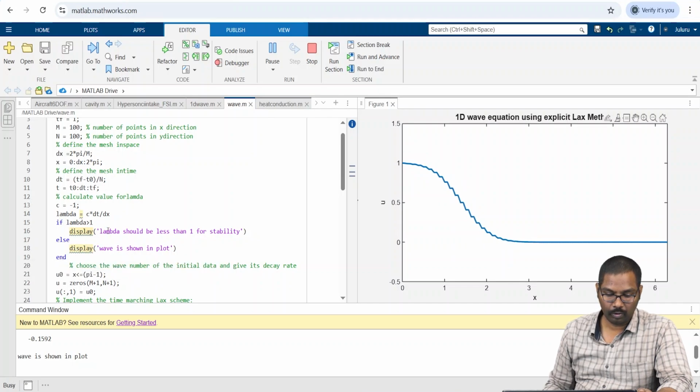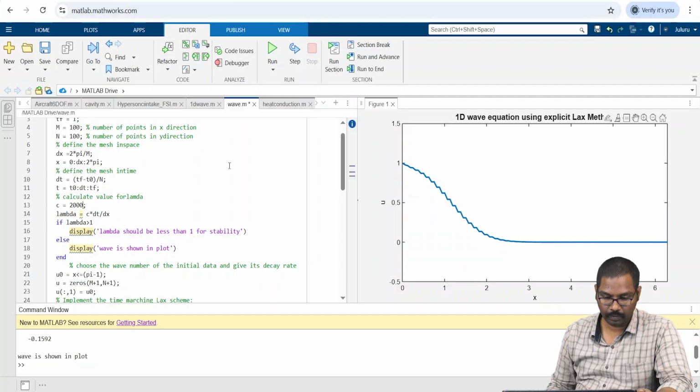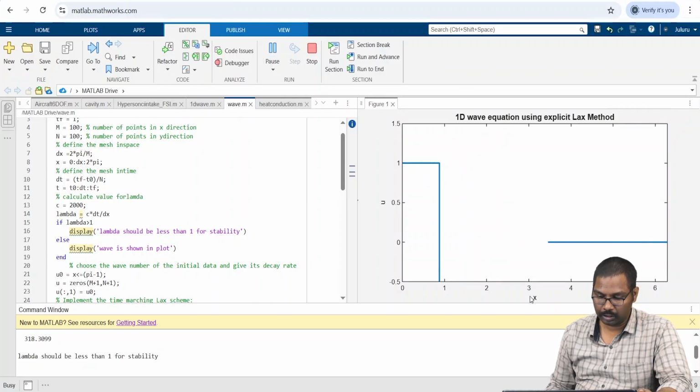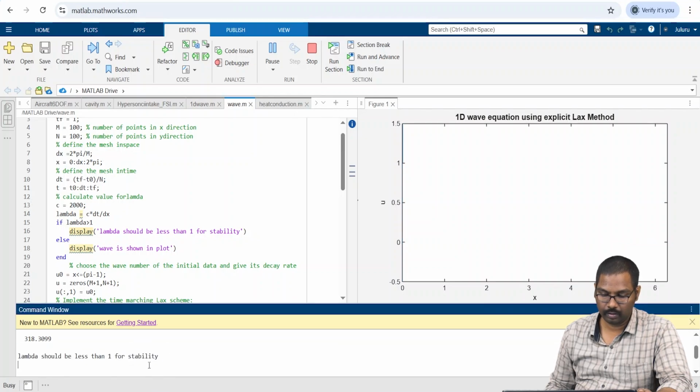And here we have one more criterion, that is the stability criterion. We will check the stability criterion of this problem. If lambda is going to be more than 1, we have to get a display that lambda should be less than 1, and we see how the results are going to be. So you can see the unstable solution. Here the wave is diverging. It is showing you the command warning that lambda should be less than 1. So the result over the domain is not visible.